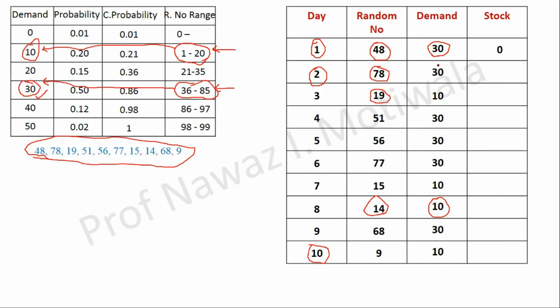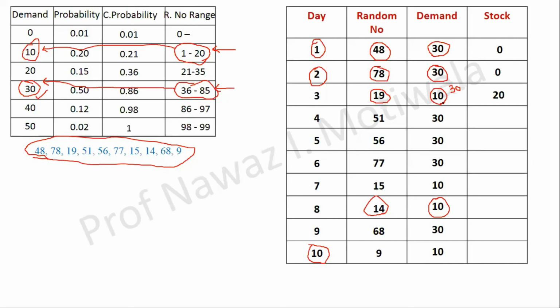Similarly, on the second day also he is making 30. Every day he is producing 30 cakes. So on the second day also he produced 30 cakes, and the demand is again 30 as per the previous data. So again the stock will be 0. But on the third day, as per the regular process, he made 30 cakes per day, or let us say breads per day. But the demand on the third day was only 10. So how much will be the stock remaining? The stock remaining will be 20.